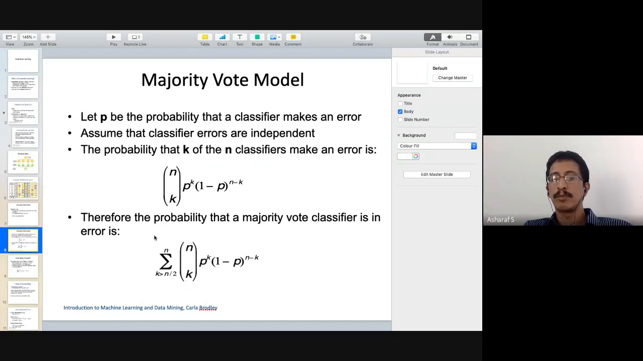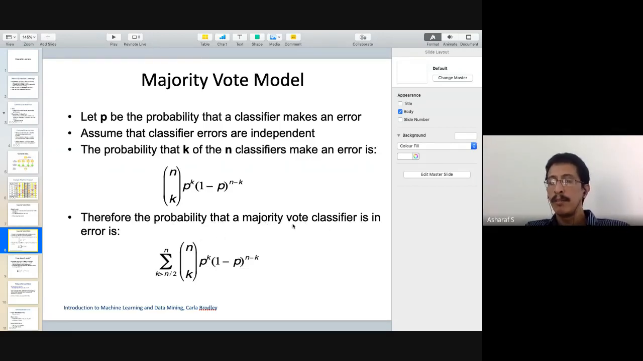right? So what does it say? It's a majority. N by 2 is where the half of N is. So when will the ensemble go wrong? The ensemble will go wrong when the majority says it wrong.